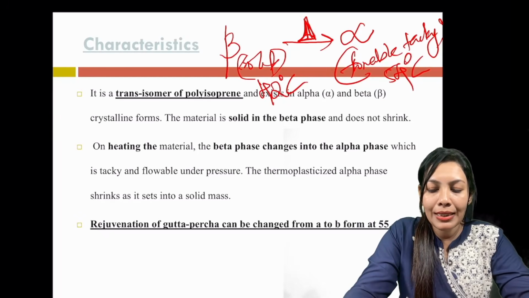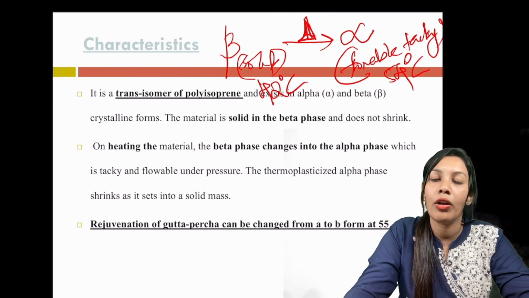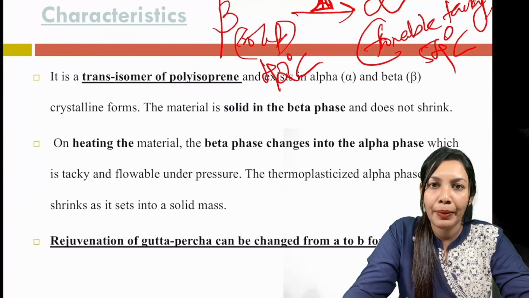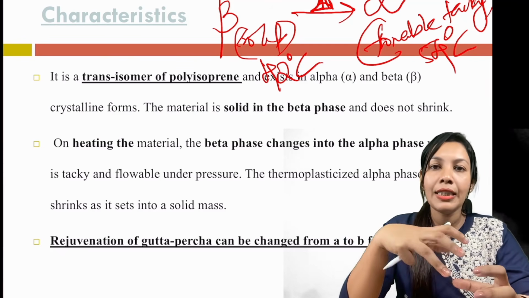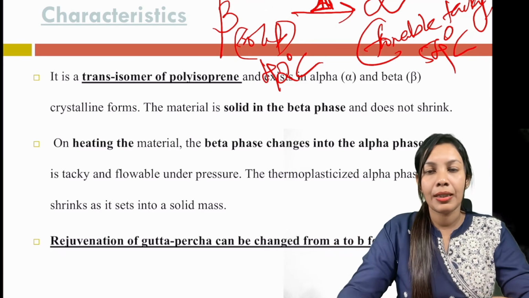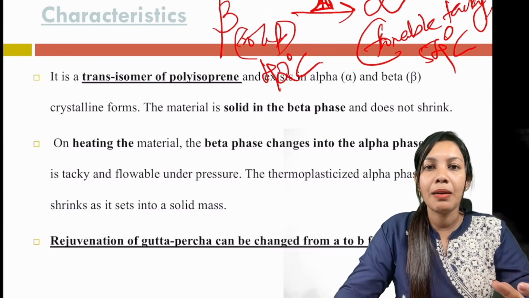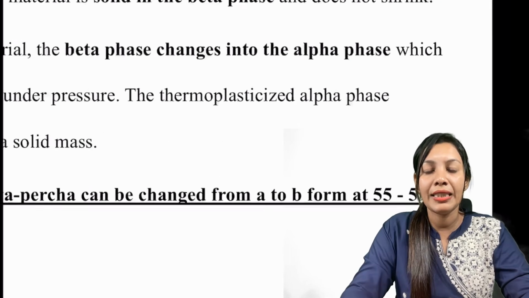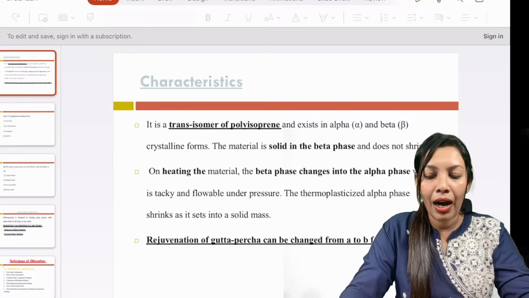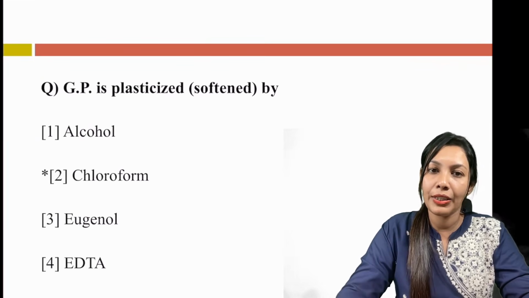The thermoplasticized alpha phase shrinks as it sets into the solid phase. So in thermoplasticized gutta percha, the hard or solid gutta percha gets converted to the alpha phase and flows into the canal. Once it flows into the canal, it sets there. Sometimes as time passes, the gutta percha becomes hard, or sometimes it becomes powder-like. So for rejuvenation of the gutta percha, we need to heat it at a temperature of 55 to 59 degrees centigrade. This is another question that was asked for your NEET MDS PG.